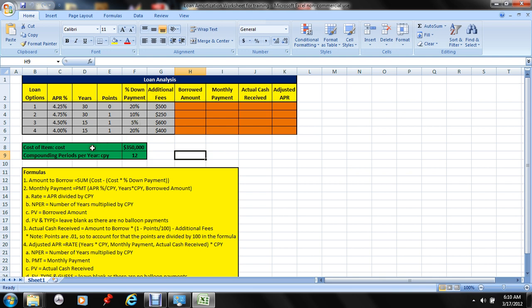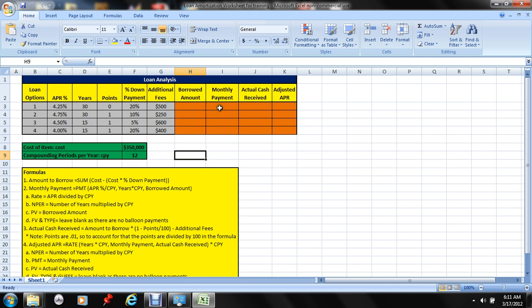The next area is the green shaded areas. This is the cost of the loan, essentially the cost of the home, in this case $350,000. The compounding periods per year defines the number of payments during the year. So essentially you have one payment per month.